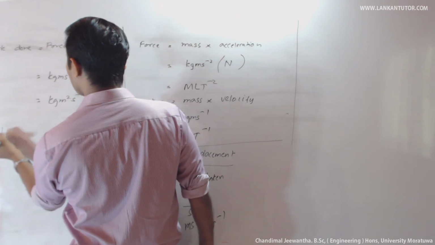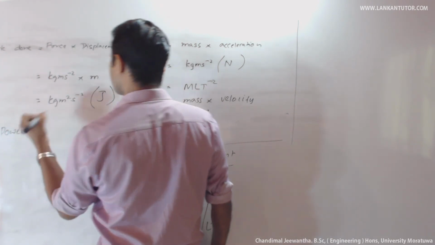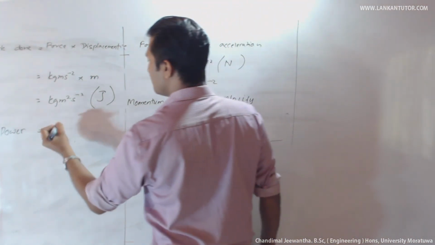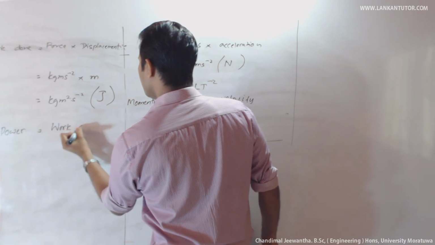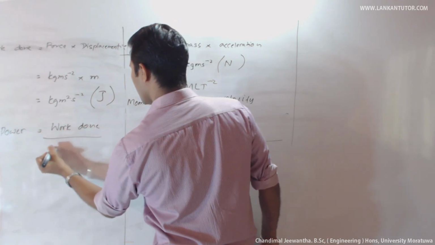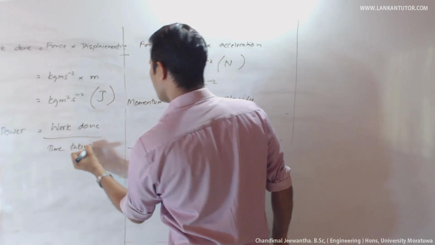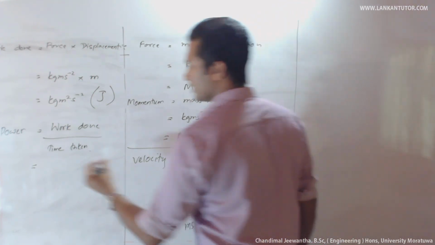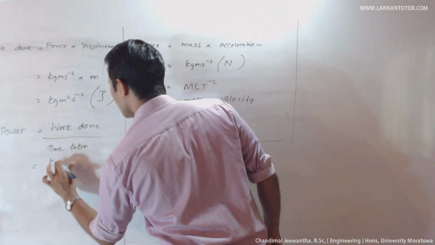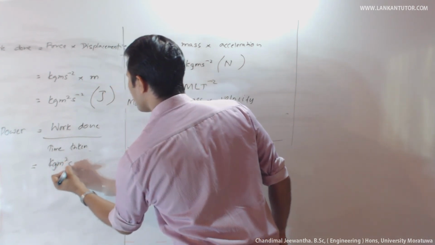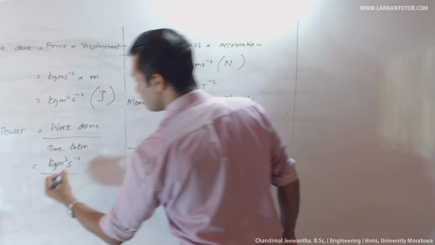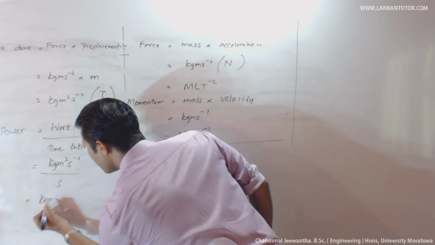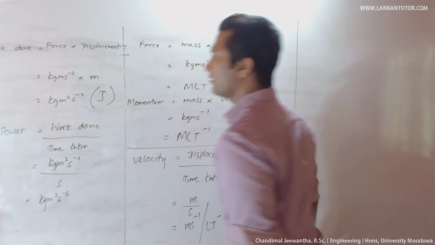Then the next physical quantity which is related with the work done, that is power. Power equals work done divided by time taken. So when considering the unit of the work done, you can take that as kg m^2 s^-2 divided by s. This simple s goes up. Finally, it becomes kg m^2 s^-3. That is power.